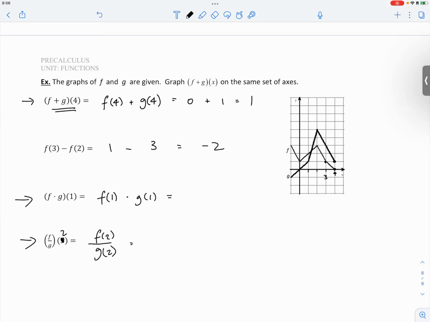Do you all get -2? Yes. Easy, right? F of 1 times g of 1. So f of 1 is a 2, and then g of 1 is a 1. So therefore, you have a 2. Easy. Okay. F of 2 is a 3. G of 2 is a 5. So 3 over 5. That's the answer. Okay, so it's very easy, right? It's very easy.